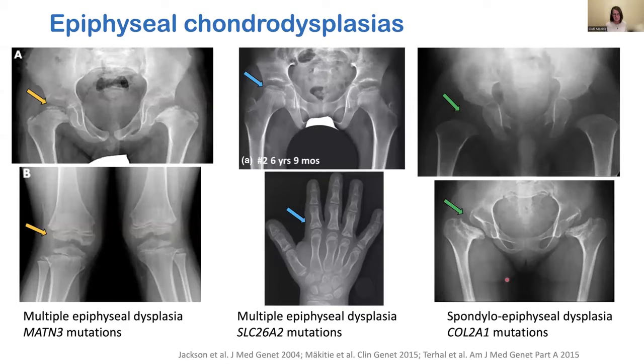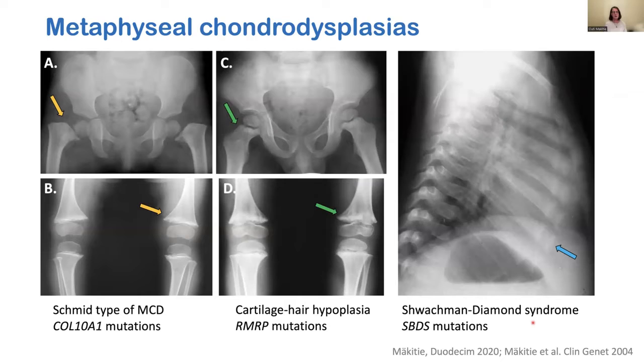I have some radiographs just to show what the epiphyseal dysplasias are. The epiphyseal plates are abnormal. They are small and irregular in shape and size, sometimes completely lacking. Within this group of epiphyseal chondrodysplasias, there are multiple genetic forms of multiple epiphyseal dysplasia or spondyloepiphyseal dysplasia. And as I mentioned, cartilage-hair hypoplasia belongs to this metaphyseal chondrodysplasia group.